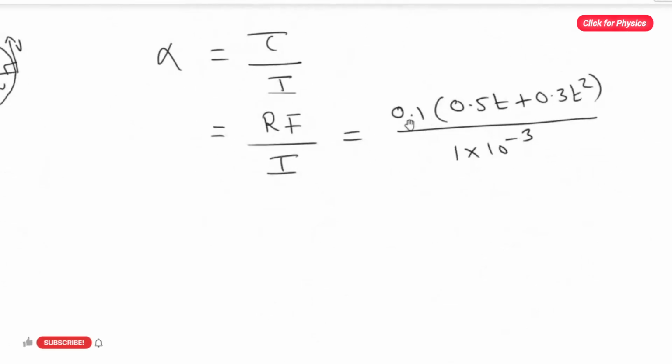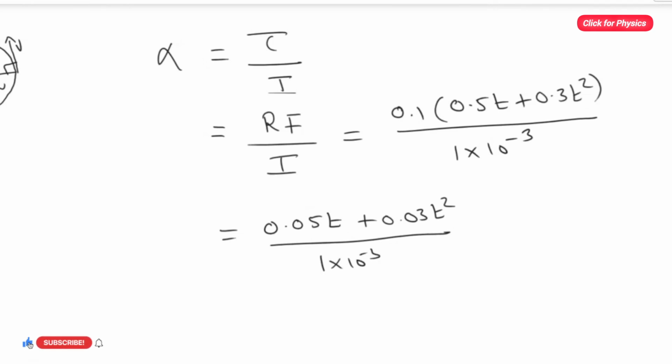Now I'm going to multiply 0.1 inside. If you multiply, what do we get? We will get (0.05t + 0.03t²) divided by 1 × 10^-3. Now I'm going to split this into two parts.